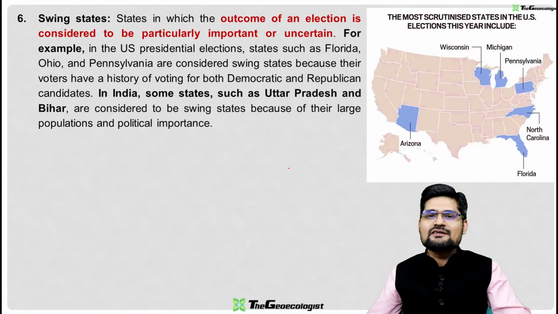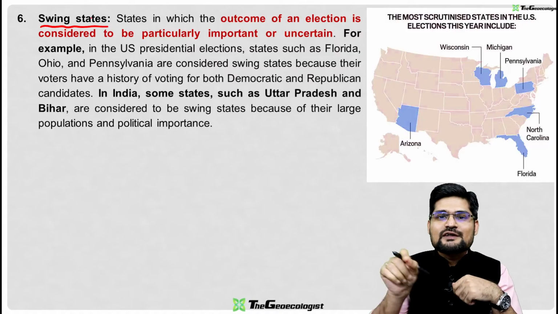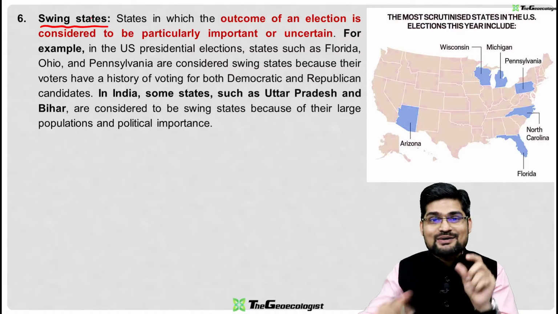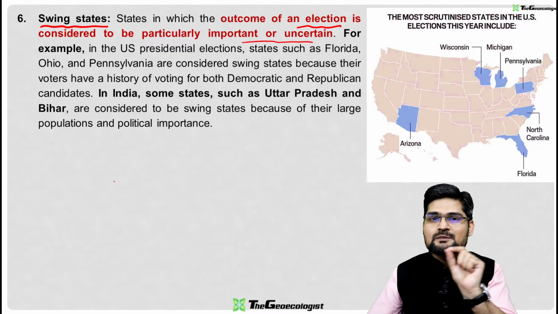Then if you observe the swing states, it's a very interesting concept. Swing means it's moving to and fro. It could go any side. So uncertainty is the principle here. So the outcome of the election is considered particularly important or uncertain for these particular states.